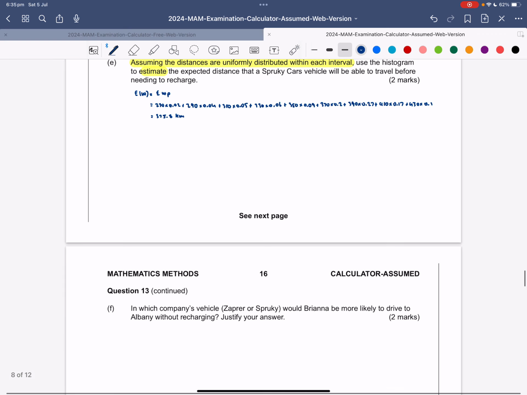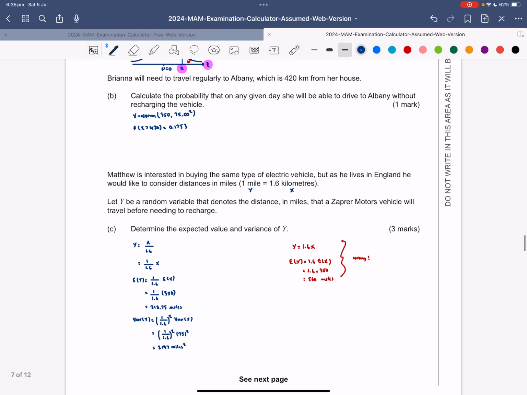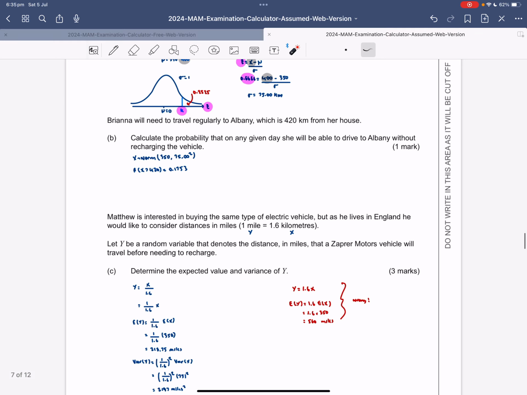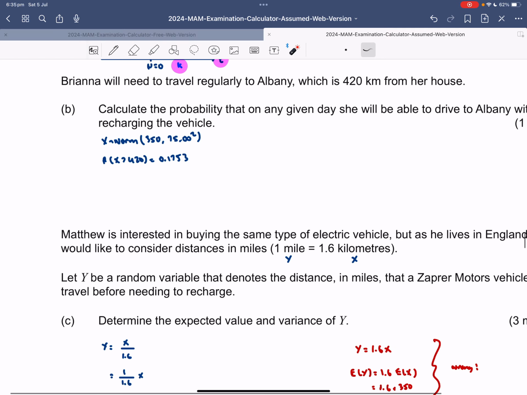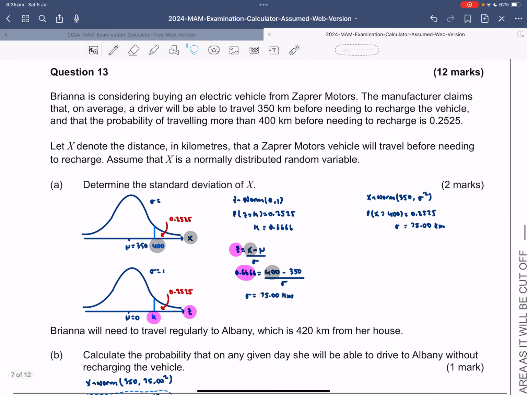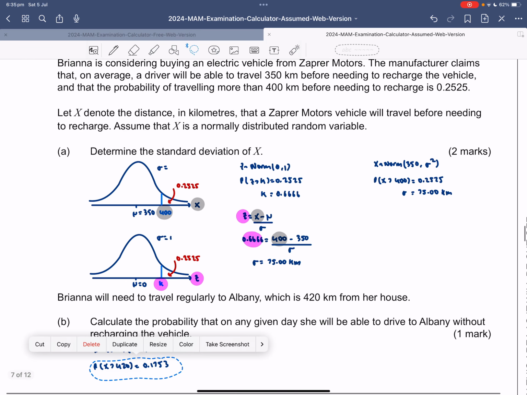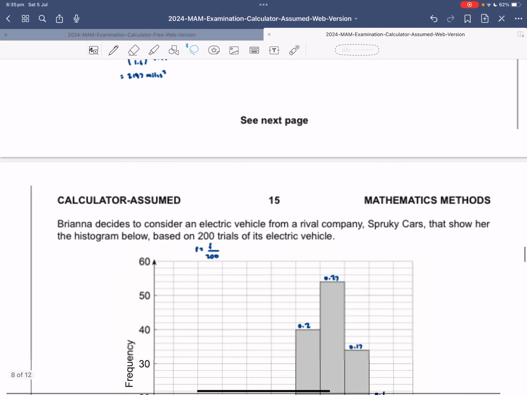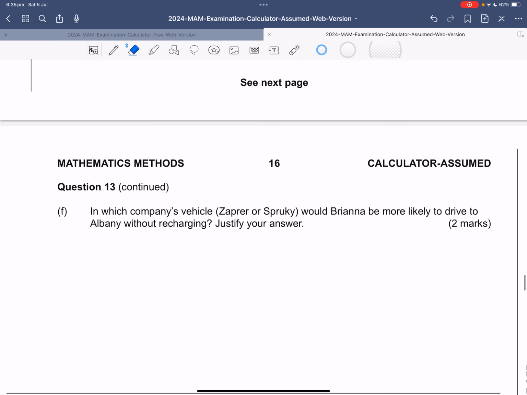Now, in which company would Brianna be more likely to drive to Albany without recharging? Now, how far away was Albany? Albany was 420 kilometers away. So the probability that she can get to Albany using the first type of car, which is a Zapra. So if she uses a Zapra, the probability that she gets to Albany was this, right? We worked that out earlier, so we're going to have to reference it.